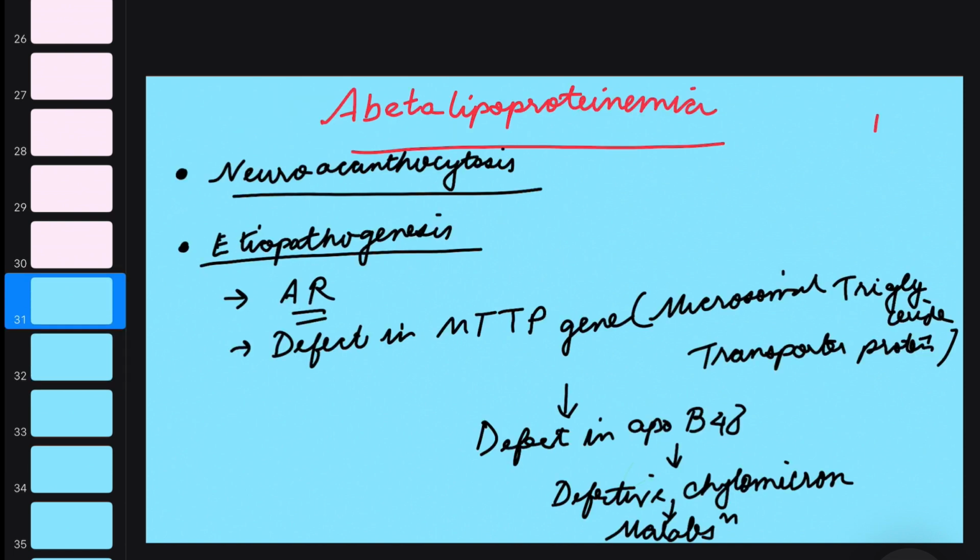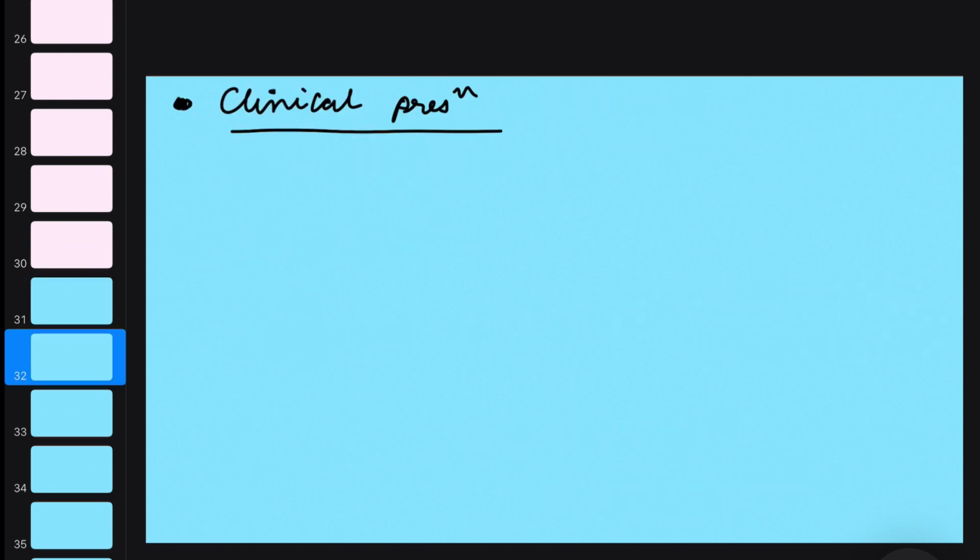Now let's talk about the much more important thing, which is the clinical symptoms. What exactly will the patient present to me with? Clinical presentation. See, this is where the name comes into play. Neuroacanthocytosis. So this is something to do with neuro. Actually, to be more precise, this is a triad. A triad of three systems together.